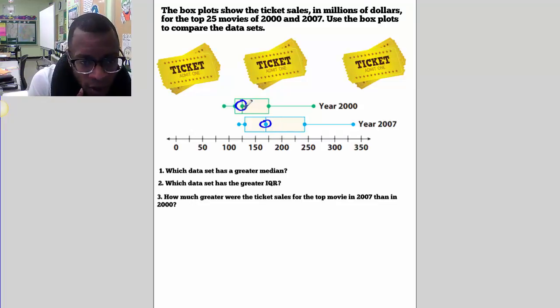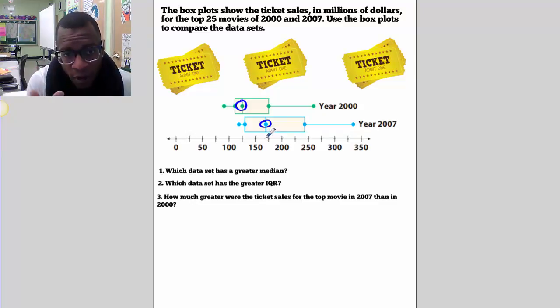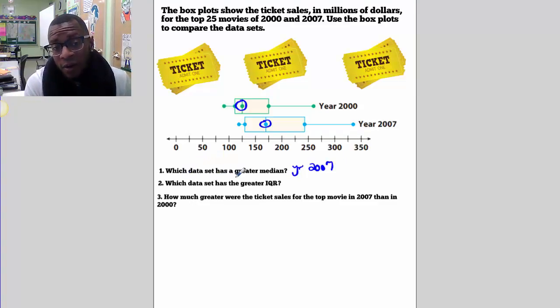Okay, so the first median would be about 125, and that would be in millions of dollars. And then the second median would be slightly below $175 million. So I would say 170. So in this case, the data set for year 2007 has a greater median value.